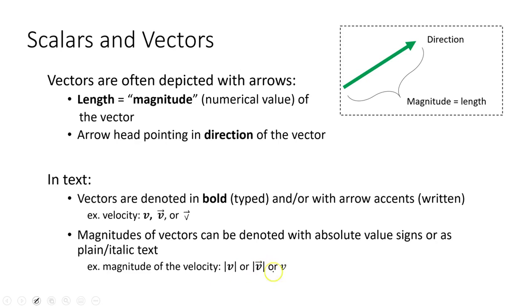So absolute value signs around a vector tell you that you just want to deal with the magnitude, but also sometimes we get a little lazy and we want to just write down the magnitude of the vector as just plain text. And so whenever you have plain text, assume that you don't need to talk about the direction. Okay, and feel free to call me out if I get lazy and I forget a little vector sign on something. It happens. It happens to the best of us, I promise.